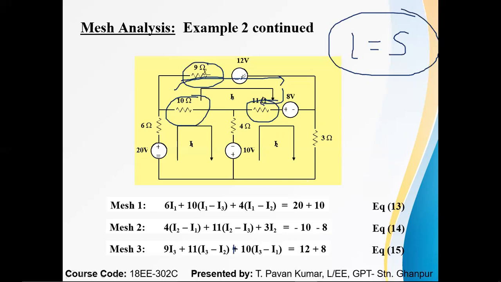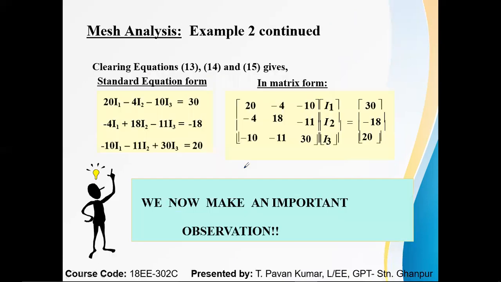Next, here the leaving sign is positive and here the leaving sign is positive. 12 plus 8, it will become 20. So like this you need to write equations directly. You can also write the equation this way. This is the tactical way of writing the equation. So here you should understand this equation.